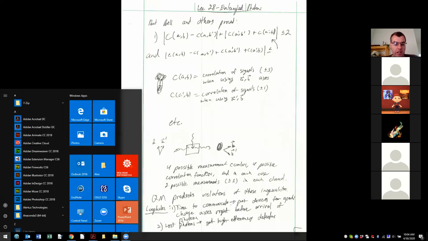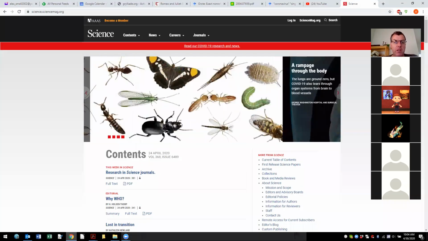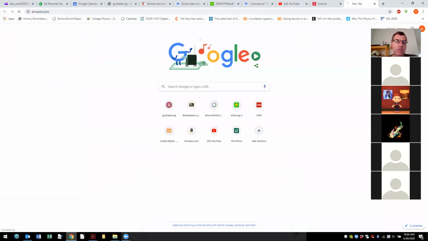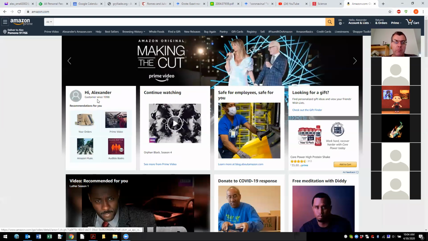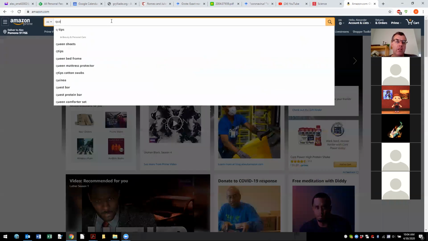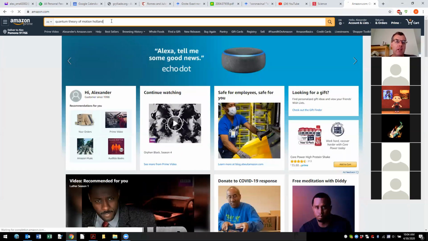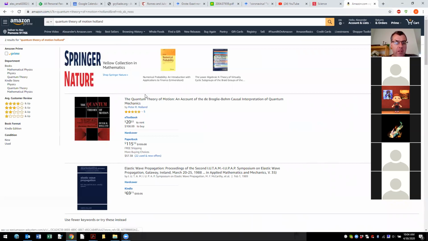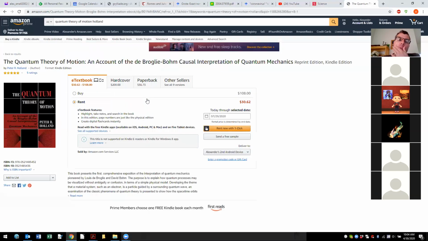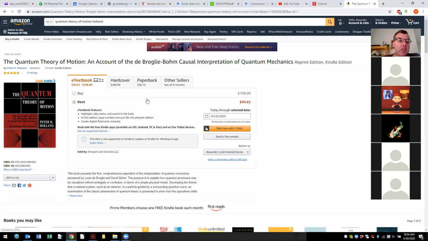Now, David Bohm did become a crackpot later in life, but there's a book called The Quantum Theory of Motion by Holland. I think it's Peter Holland. This book is completely orthodox quantum mechanics done in the Bohmian framework.